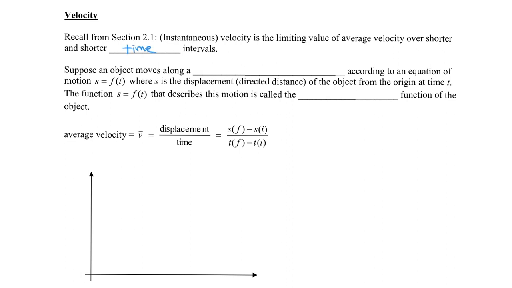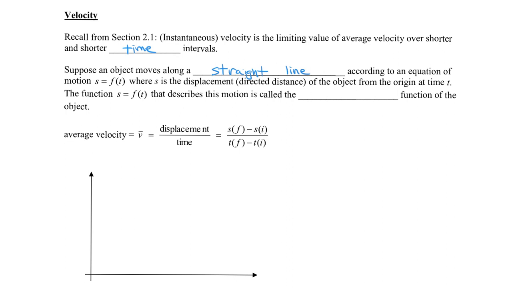So suppose an object moves along a straight line according to an equation of motion, which is given here, where s is a displacement, which is the directed distance of the object from the origin at time t. Now you talk more about displacement in a physics class because you'll have vectors.